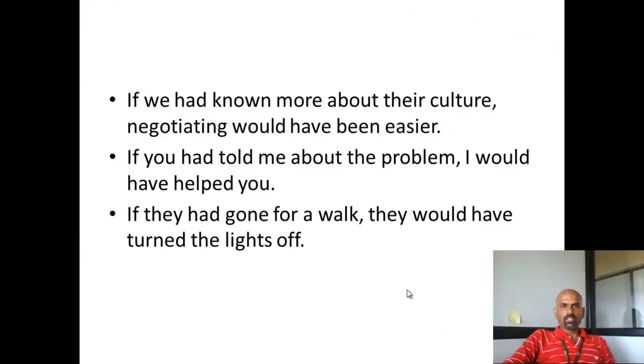And some other examples. If he had known more about their culture, negotiating would have been easier. There is no necessity to explain, you can understand. And the next example, if you had told me about the problem, I would have helped you. Normally, you can see this example we use many times.